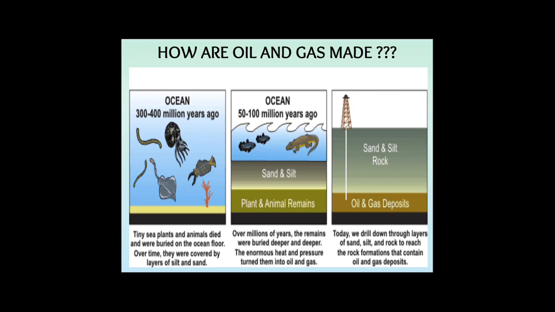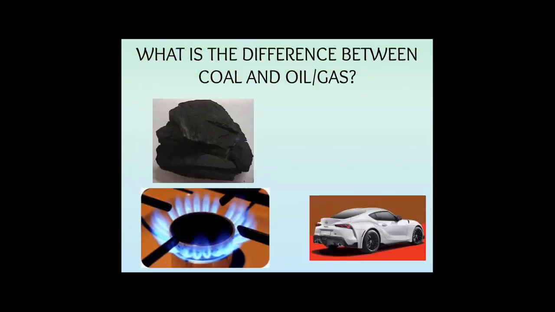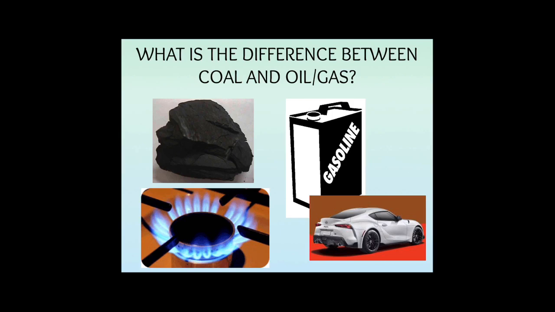So an easy way for me to remember, it's a little bit silly, but think of like passing gas. So Ivy passes gas all the time, and I think of she's an animal. So gas is made from dead plants and animals. So that's one way that you can remember how gas and oil are different from coal. So what is the difference? So coal is made from plants, oil and gas made from plants and animals.